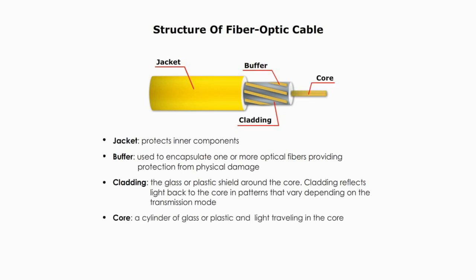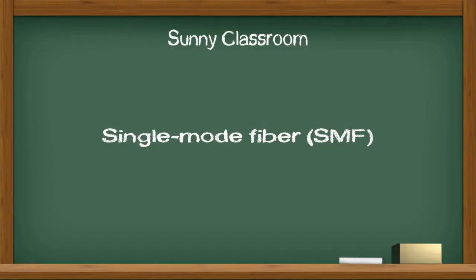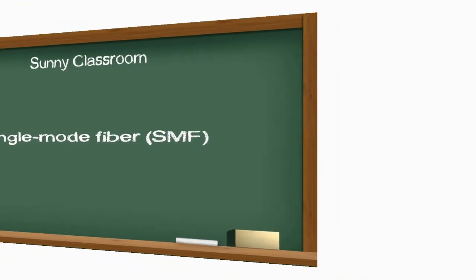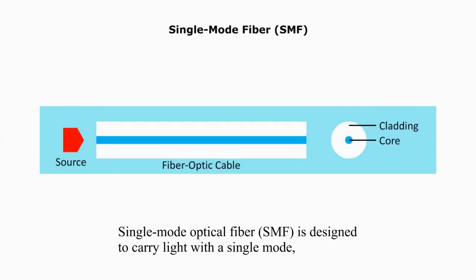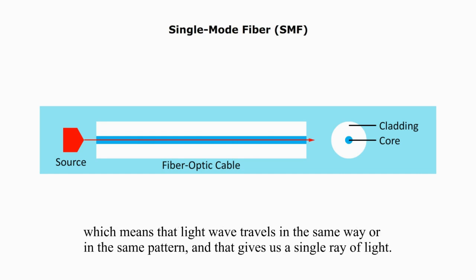The center core of fiber cable is made of glass fiber. Light or LED travels through the core. Single-mode optical fiber is designed to carry light with a single mode, which means light wave travels in the same way or in the same pattern, and that gives us a single ray of light.